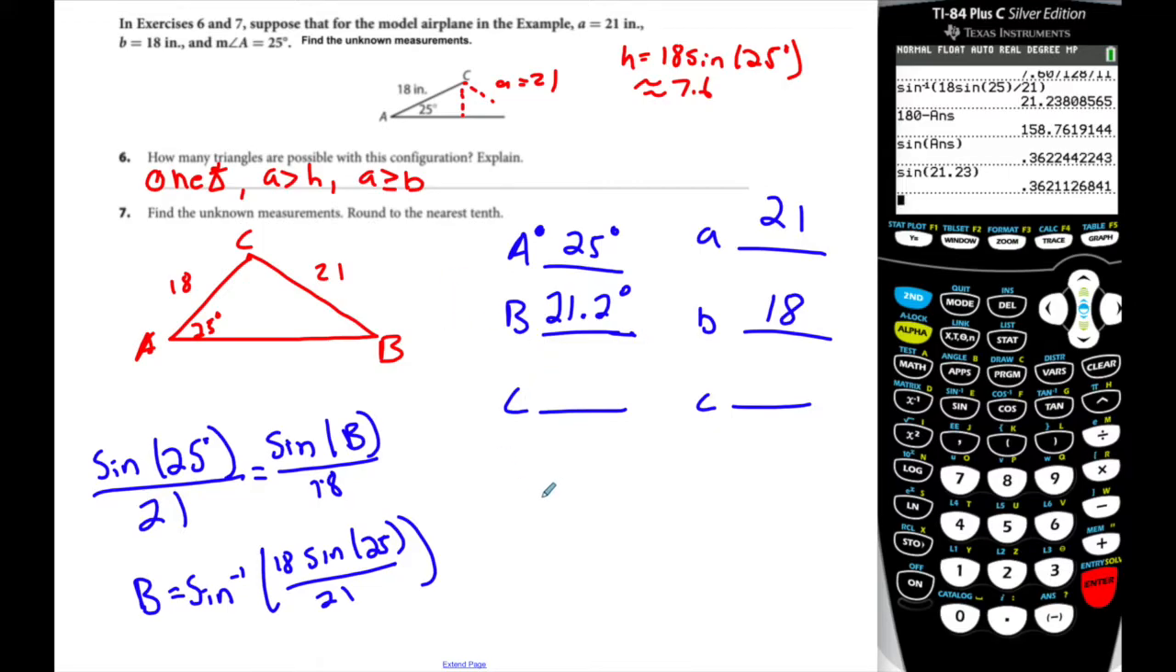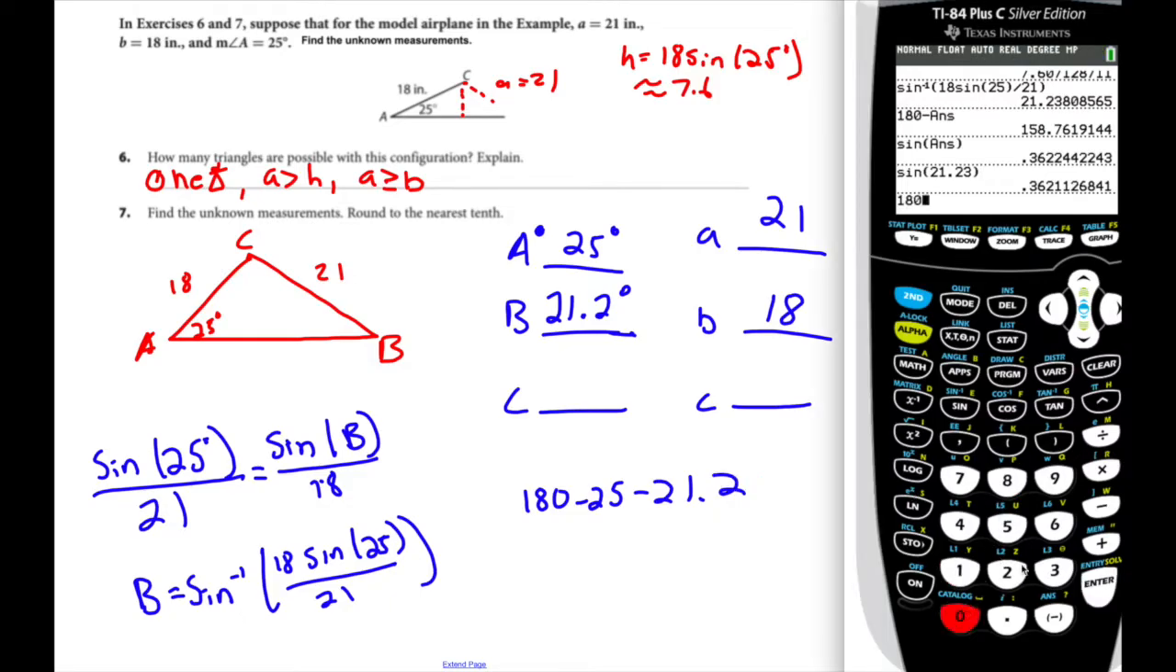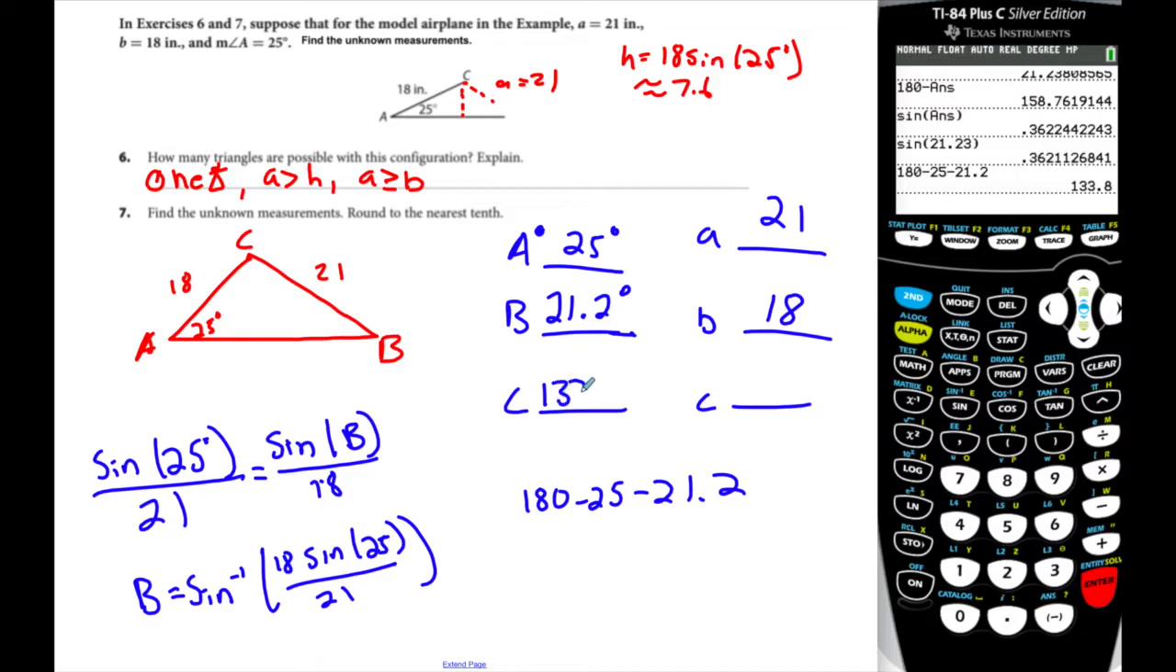Finally, we can get C because we have 180 minus 25 minus 21.2. Again, it's going to be approximate because 21.2 is not what we really had there. 133.8. Actually, that's pretty fair if you think about it, because these then add up to 180. Okay, so 25 plus that, 180. Lastly, we need to find side C.